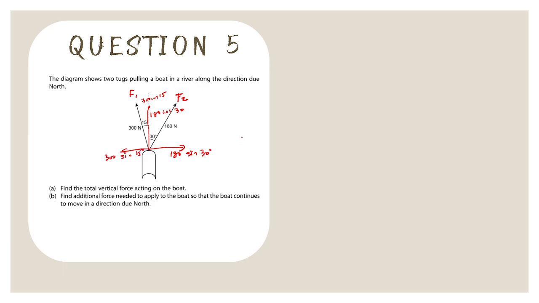Okay, so now we're going to answer the question A. Total vertical force. Total vertical force is only up and down. So 180 cos 30 degrees plus 300 cos 15 degrees. So it will be 445.7 Newton. And the B, additional force needed to apply to the boat so the boat continues to move in direction due north.